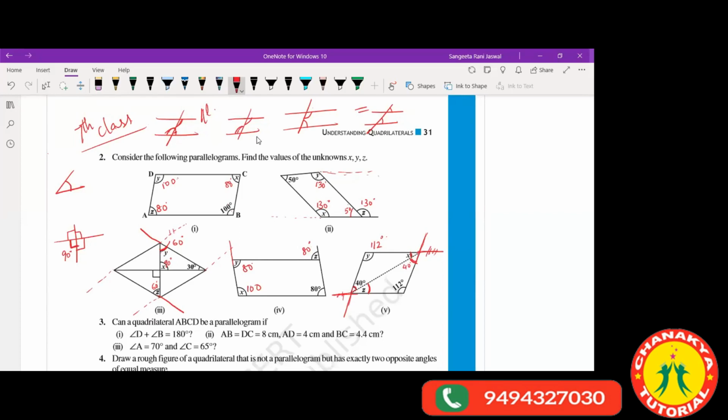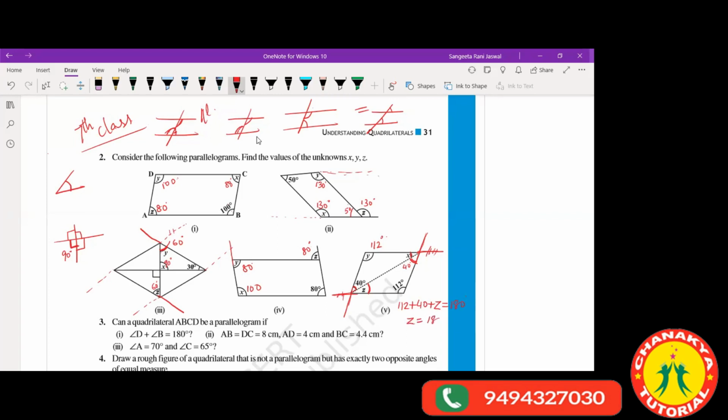Ma'am, instead of this, can we just do, because the adjacent angles of a parallelogram, sorry, adjacent angles of a quadrilateral is equal to 180? Yes, absolutely. That's much easier. So can I subtract 112 and then divide by 2? Yes. So 112 plus 40 plus Z will give you 180. That's much easier, instead of going with this.